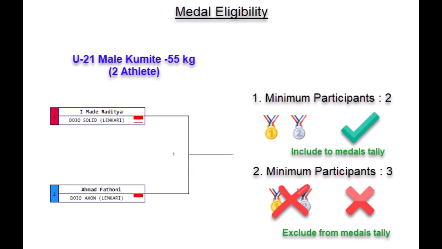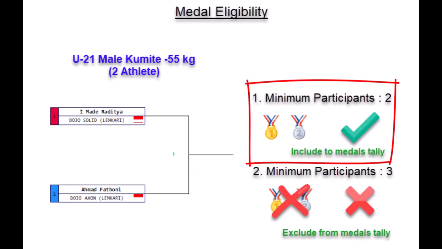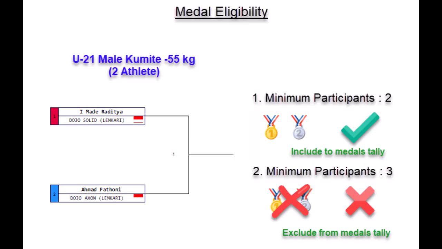Using the U21 male kumite minus 55 kilograms category as an example, where only 2 athletes are competing. Number 1, for requirement minimum 2 participants. If the tournament rules require a minimum of 2 athletes, the gold and silver medals are eligible and will be included in the official medal standings.